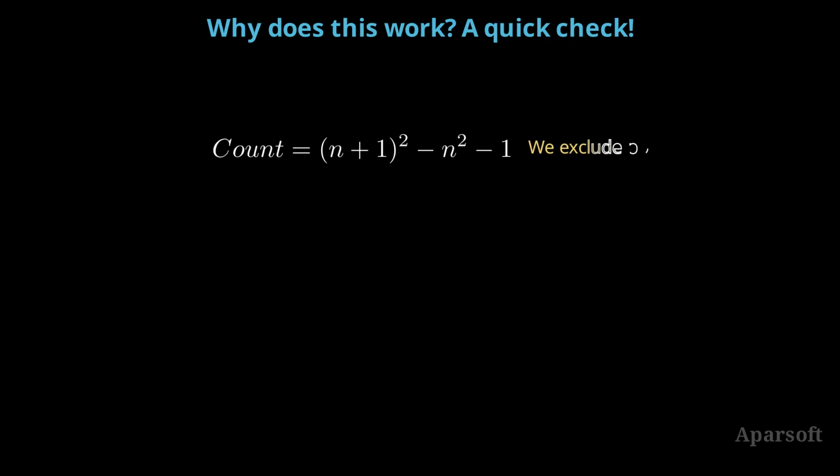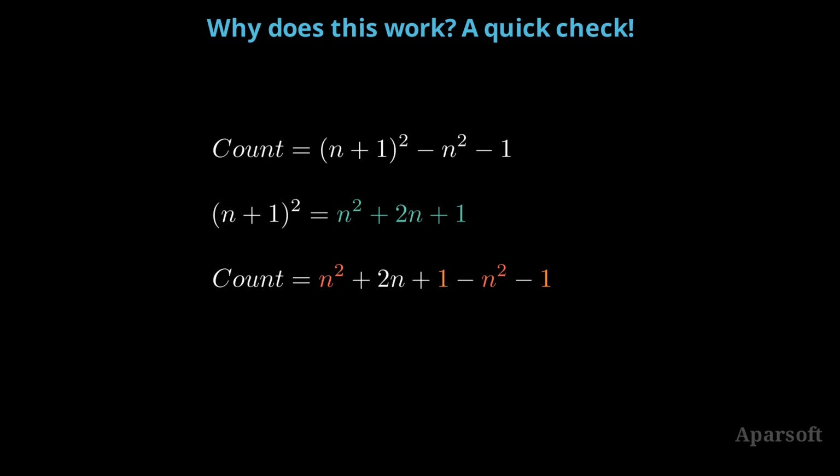But why does this work? Let us quickly confirm it. The count of numbers between n squared and n plus 1 squared is n plus 1 squared minus n squared minus 1. This is because we exclude both endpoints, as we have discussed already. Now, using the identity, we know n plus 1 squared equals n squared plus 2n plus 1.